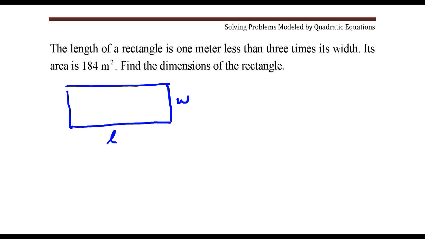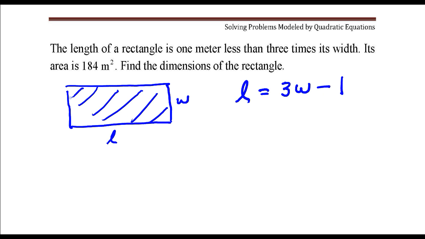The very first sentence says that its length is 1 meter less than 3 times its width. Length is 3 times its width minus 1 meter. The second sentence says that its area is 184 square meters. The formula for the area of a rectangle is length times width.